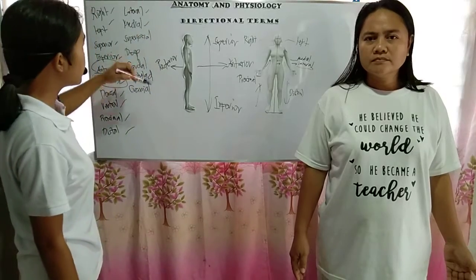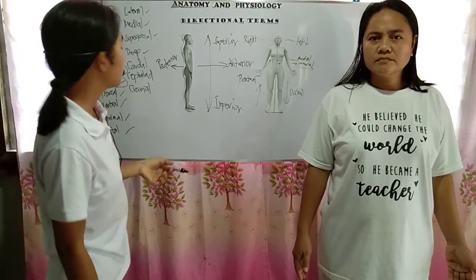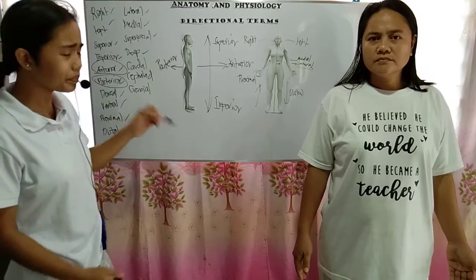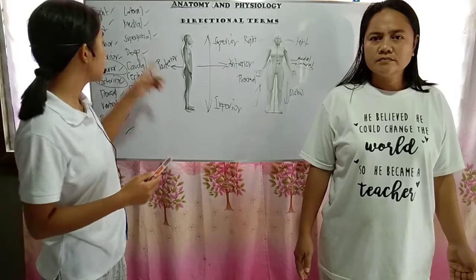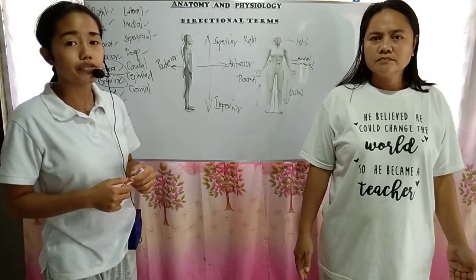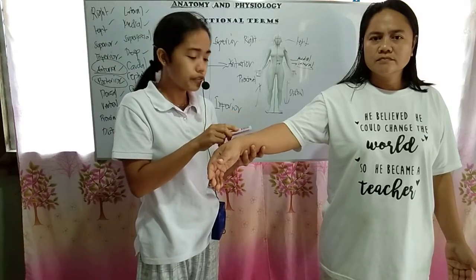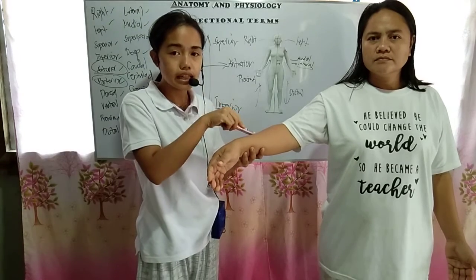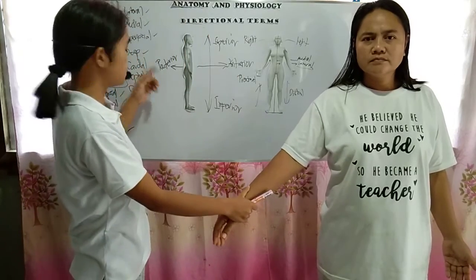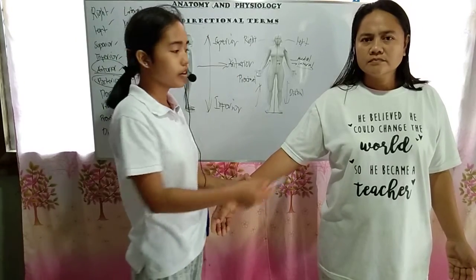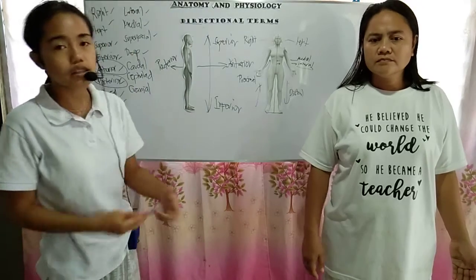So another directional terms is superficial and deep. Superficial is towards or on the surface, while deep is, for example, your lungs are deep to your ribs. It means that it is far away.